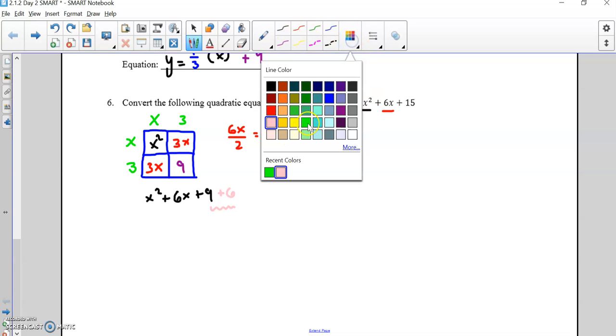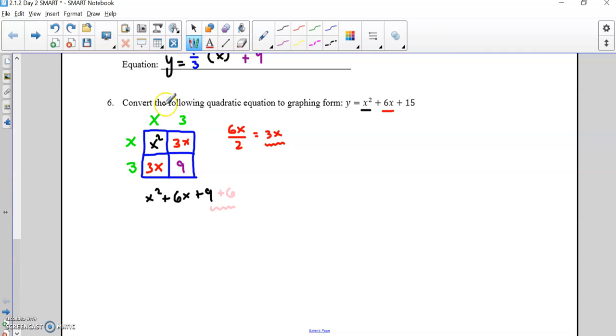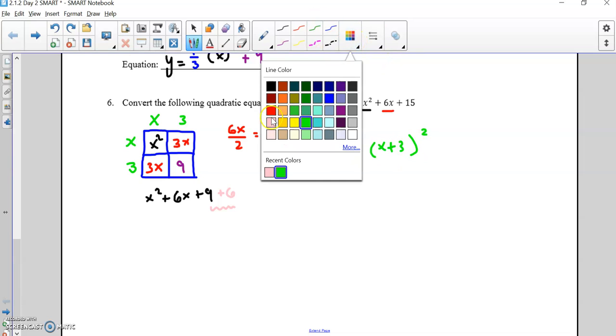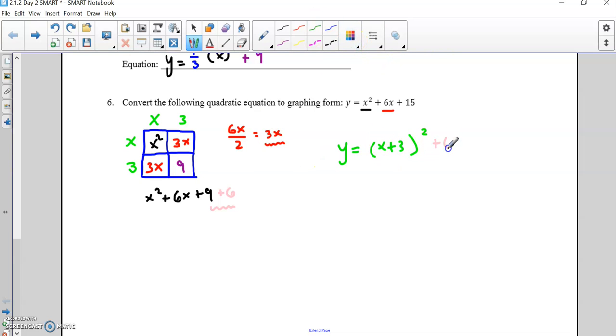So when I write my final answer, it's kind of like the factoring thing, right? I'm focusing on the sides of my box. But it's always going to be that squared. You don't want to write both of them. Just write the one squared. And then that plus 6 is just going to come here on the outside. And that is it. That's your graphing form equation.